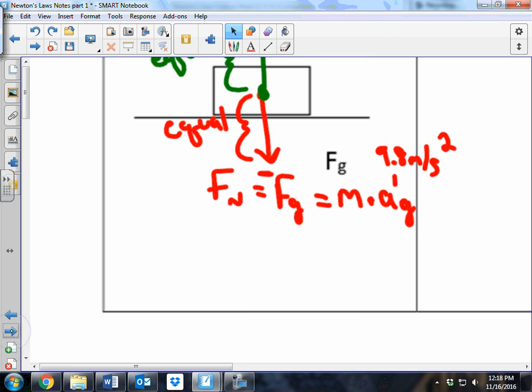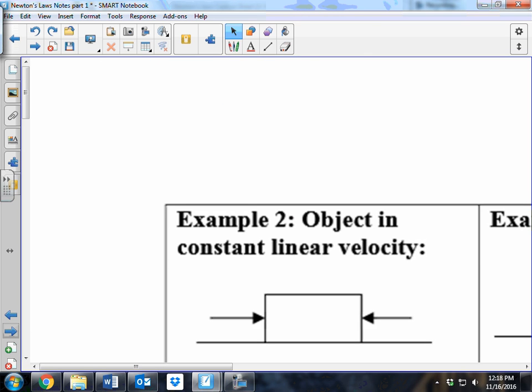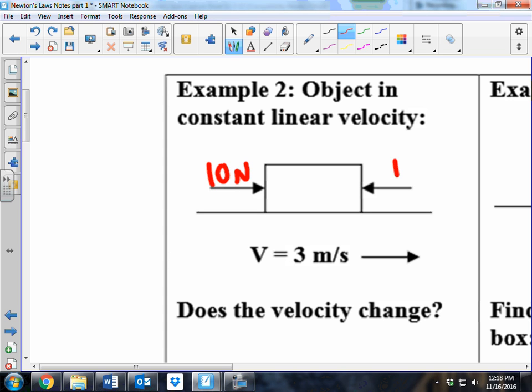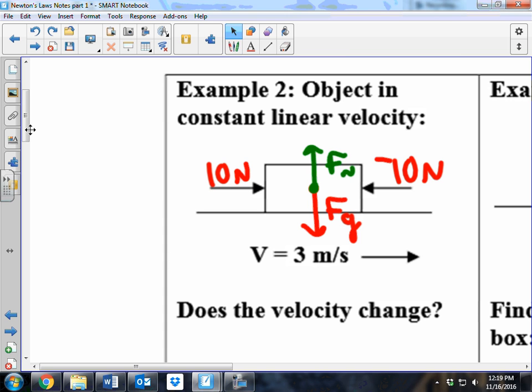Okay, flip over to the back, and we're almost done. So example 2, an object moving at constant linear velocity. So let's say its velocity is moving to the right at 3 meters per second, but the forces are balanced. So let's say this is 10 newtons, and this is 10 newtons. Now think about it. This would be negative 10 newtons. That would be positive 10 newtons because they're heading in opposite directions. And then I still have gravity pulling down, equal to the force of the table in this case pushing up, both equal and opposite. So that's force normal, that's force of gravity.